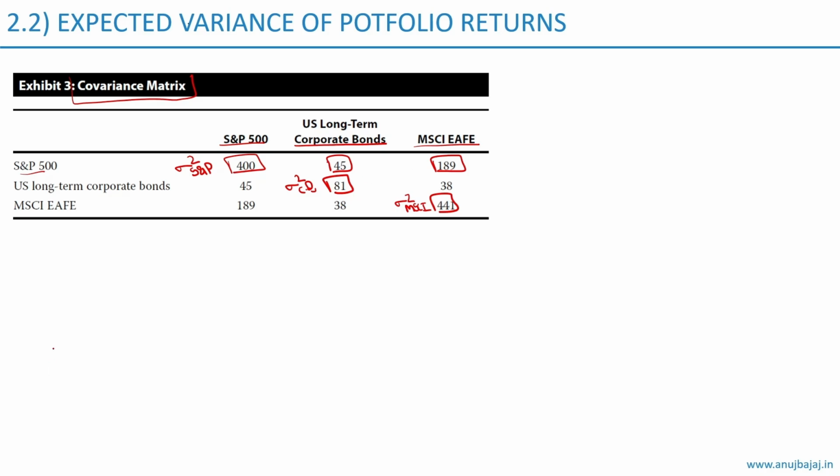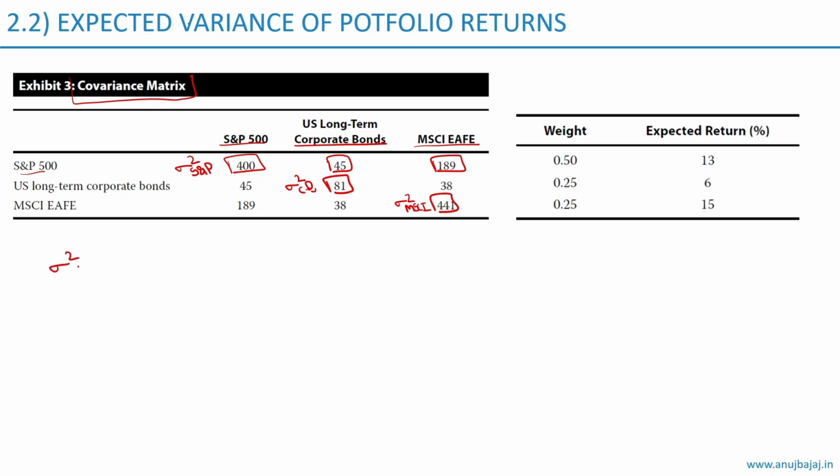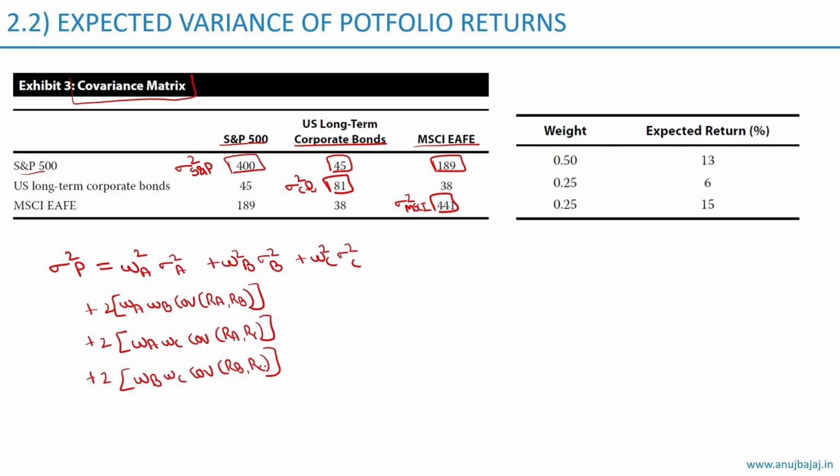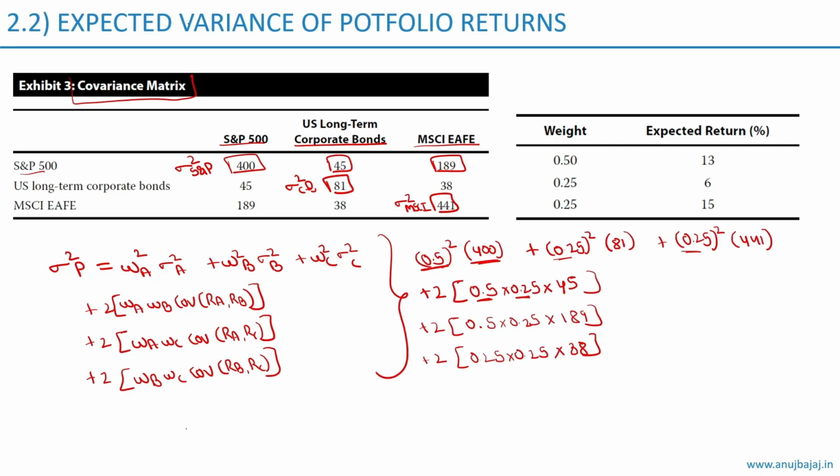Now let us calculate the expected variance of the portfolio. So the variance of the portfolio equals, so this is the formula, and substituting the values we get, we take weight of S&P 500 multiplied by variance of S&P 500, weight of the corporate bond multiplied by variance of corporate bond, weight of MSCI multiplied by variance of MSCI.